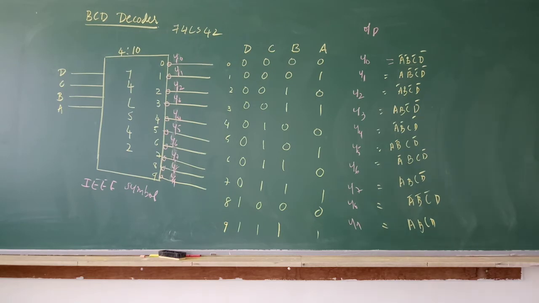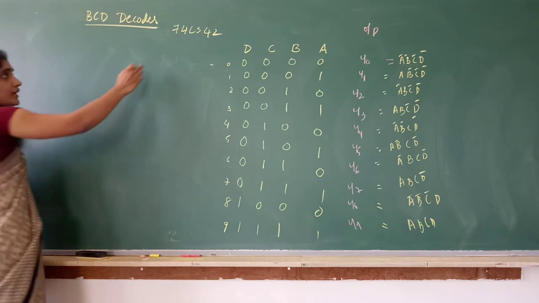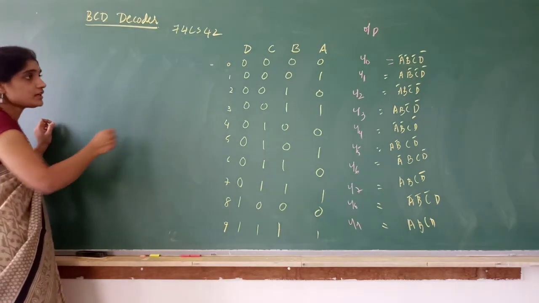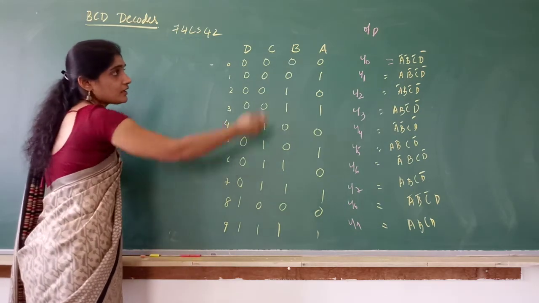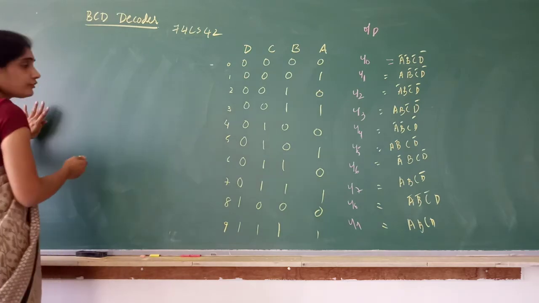Now let us write the circuit diagram, that is the implementation of BCD decoder. I'll keep the truth table and only erase the IEEE symbol of the decoder. Now let us write the circuit diagram for this. The 74LS42 is a BCD decoder, and this is the output I get. So I have 10 output lines for a BCD decoder, and 4 inputs.